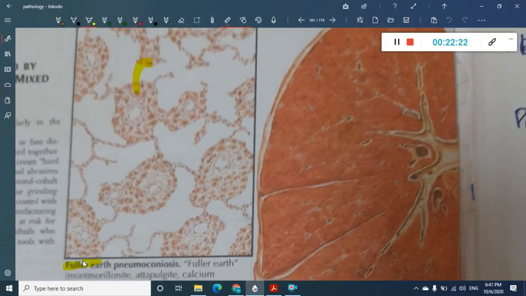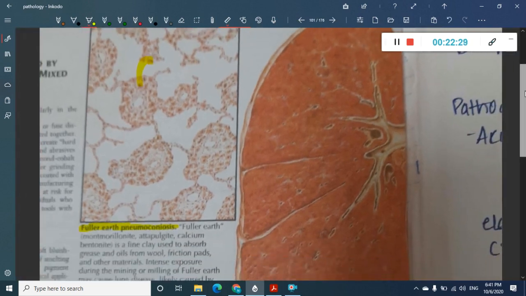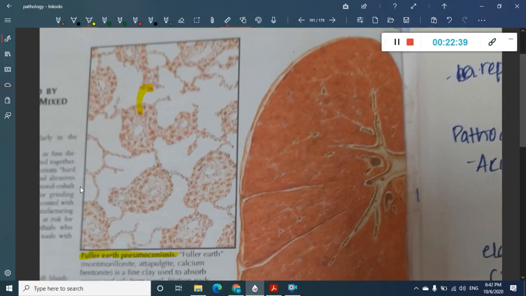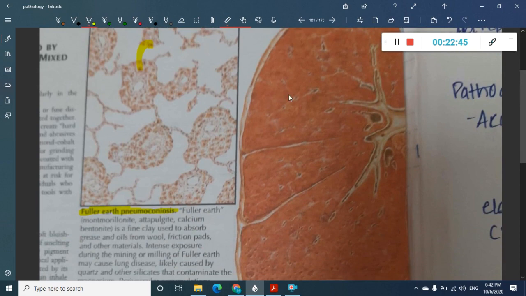Remember, there is no need to remember all this. The only things which you have to definitely remember are asbestosis, silicosis, silicotuberculosis, coal workers pneumoconiosis, berylliosis. So all these 5 you should remember. So this is Fuller's earth pneumoconiosis, where you see these deposits of grease or wool which are seen here.